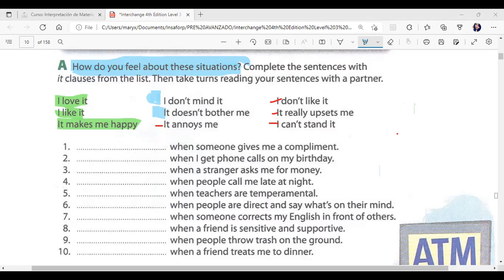I can't stand it when people are direct and say what's on their mind. Okay, I can't stand it. Okay, very good. There you are. I'm sorry, I'm sick right now. Oh, I'm so sorry. Hope you get better.